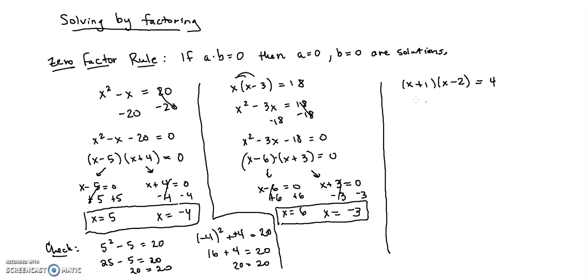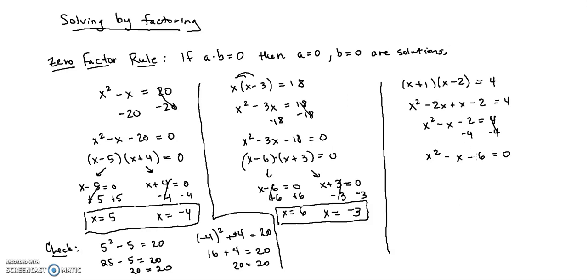That means we're going to have to FOIL the left-hand side. So we're going to get x squared minus 2x plus x minus 2. And then we can regroup. So we're going to have x squared minus x minus 2 equals 4. Now we want to get everything on one side. So we've got x squared minus x minus 6 equals 0.